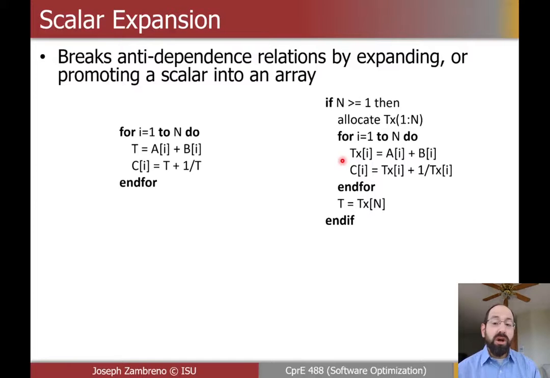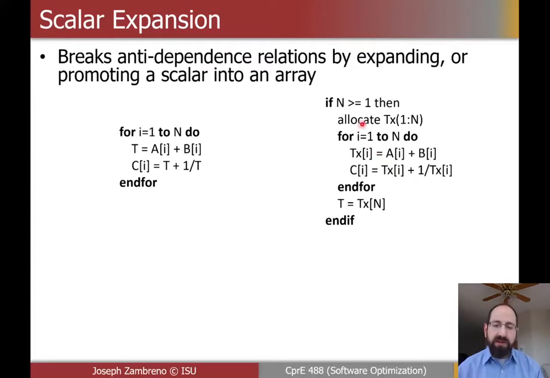So now we still are going to have that fundamental read after write dependency. That doesn't go away, right? From tx of I being written to tx of I being read on the next line of code that we have here, but all those other false dependencies are now gone, right? Between tx of 1, there's no dependencies between that and tx of 2. It's a different variable, or it's a different location in memory. Those dependencies are now gone.